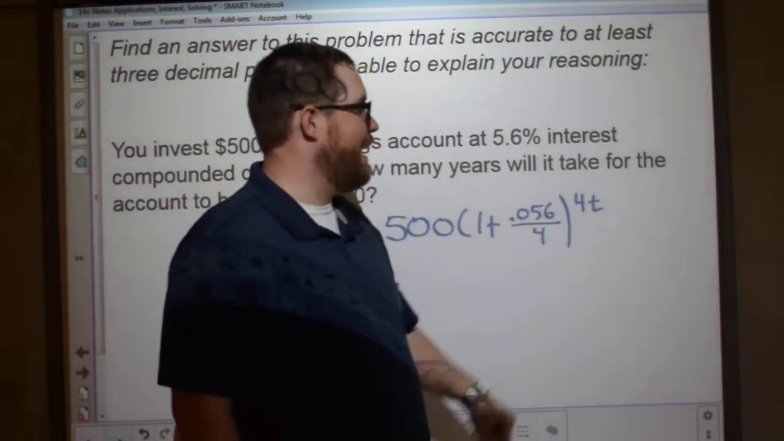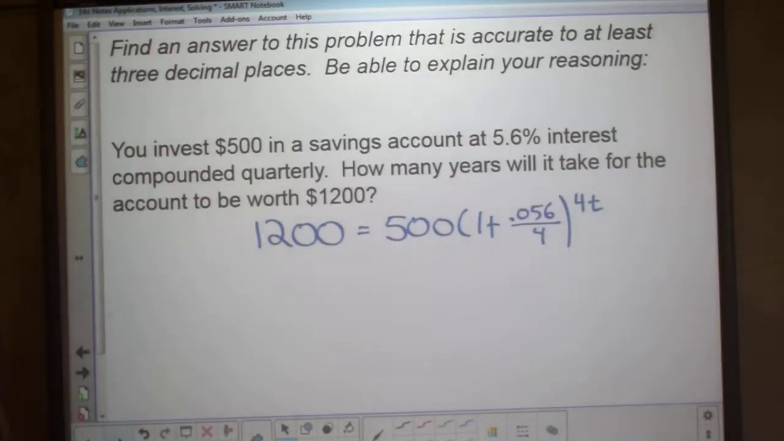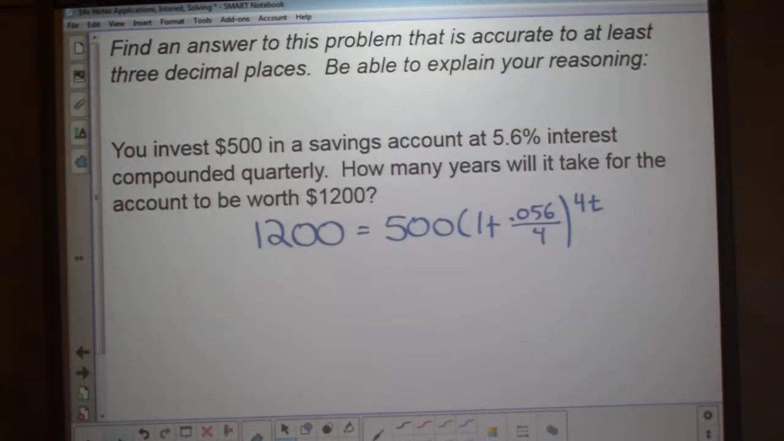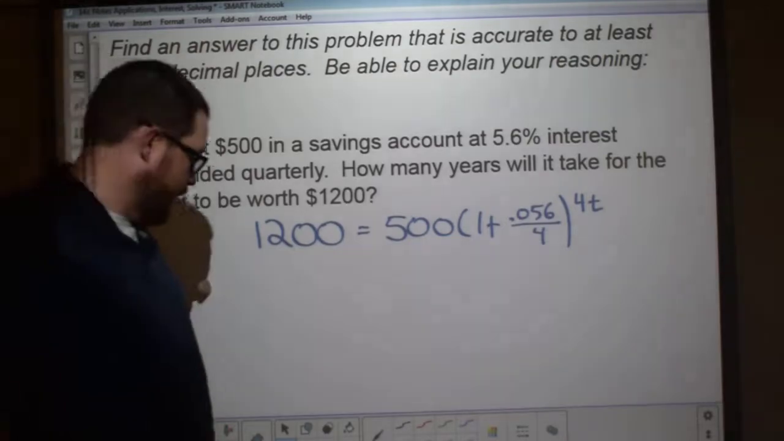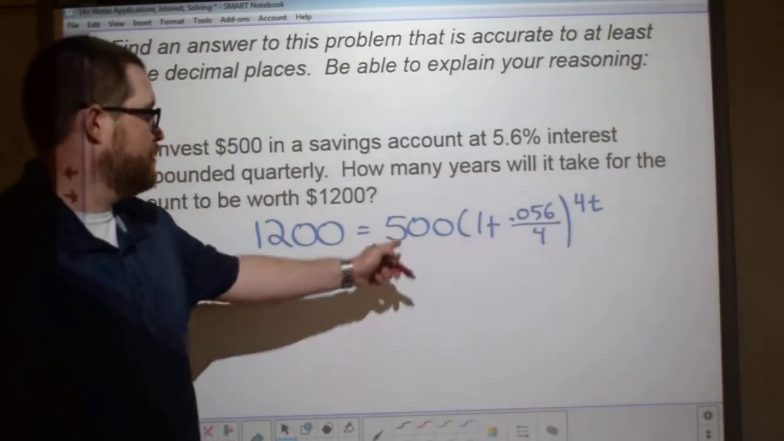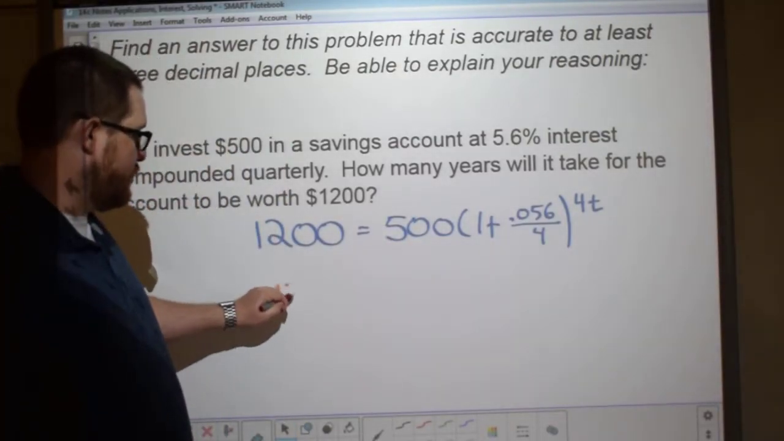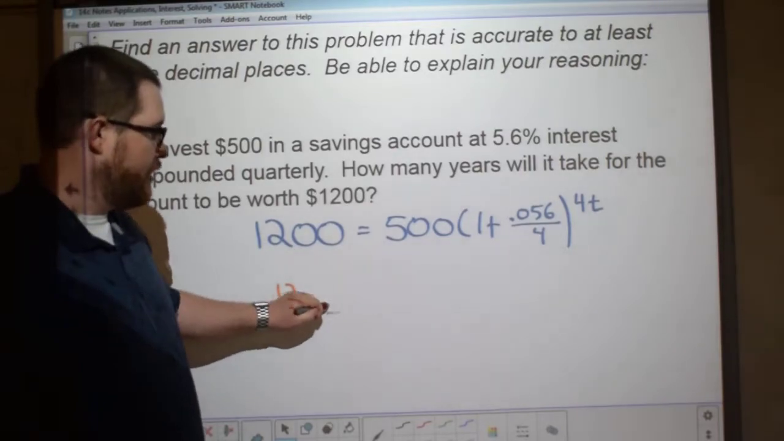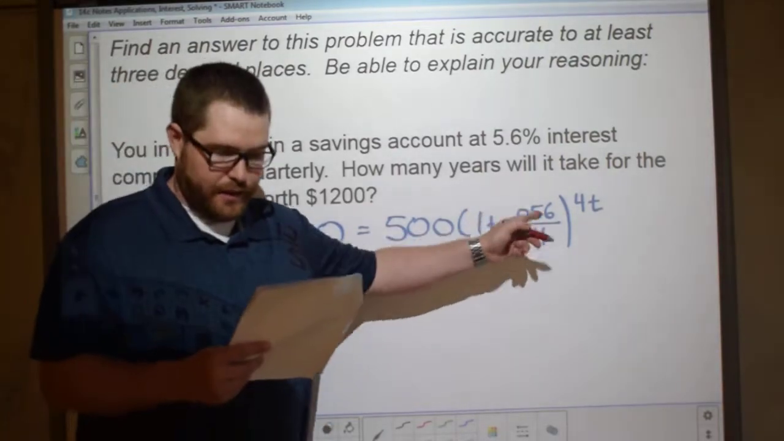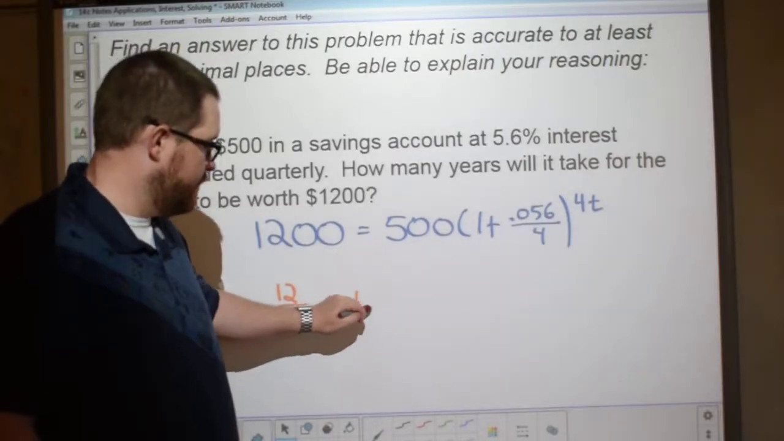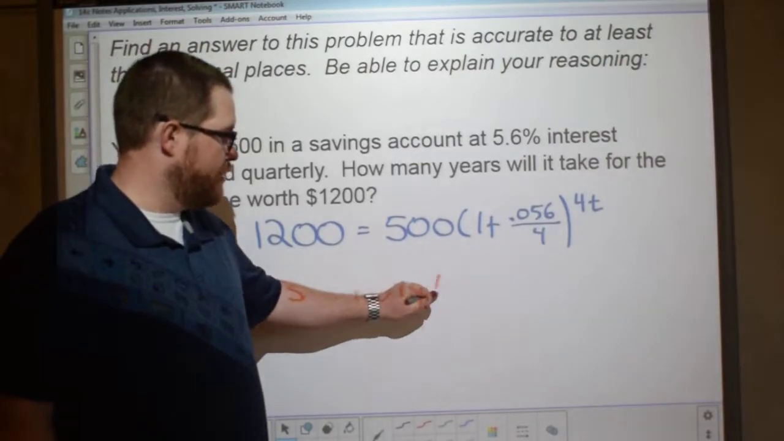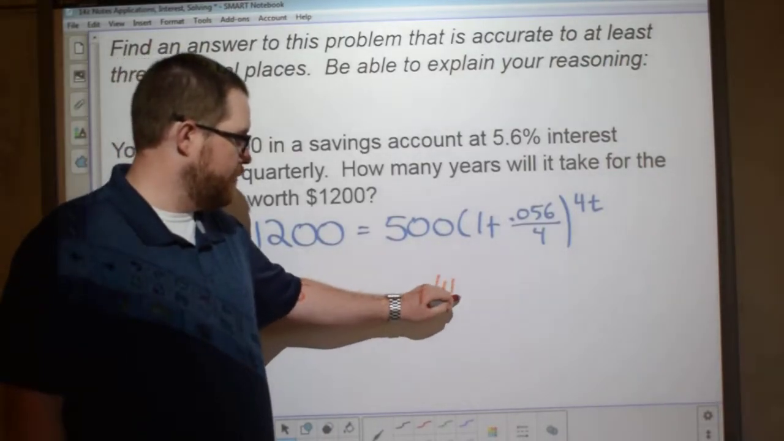I don't know my time. You have a variable in the exponent. We have a way to solve that, but let's pretend like we don't know how. Okay? I'm going to clean this problem up a little bit. I'm going to divide this over here, so I get 12/5 equals. So I'll clean this up in here. I get 1.014 raised to the 4t.